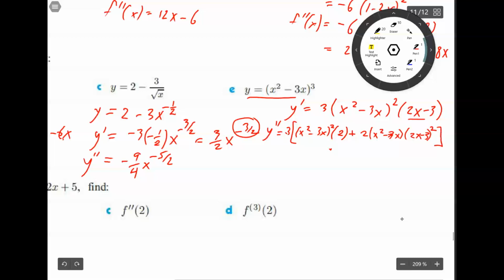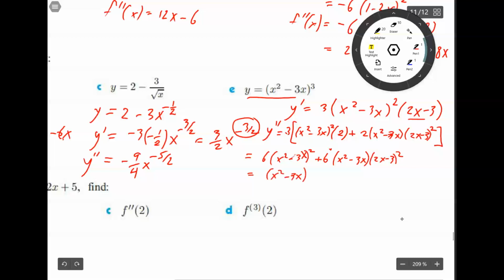So let's see. Let's distribute now. So we'll put the 3 inside for each one. So we'll have 6x squared minus 3x squared. And then we'll have 6 times x squared minus 3x to the first. And then we'll have 2x minus 3 squared. And let's factor out x squared minus 3x.